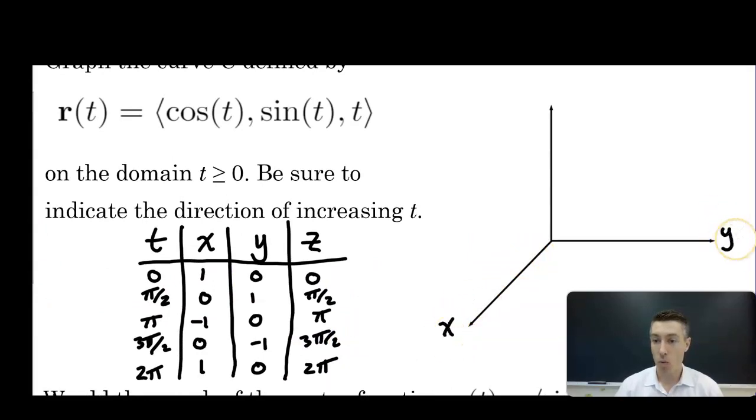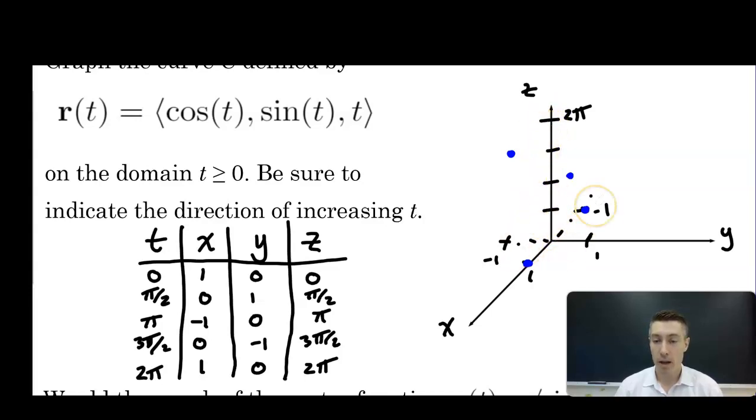So we have x, y, z axes. So 1, 1. We need to go negative 1, so I'll extend both axes. And I'll break the z axis down: pi over 2, pi, 3 pi over 2, and 2 pi. Okay, so we plot our points. So 1, 0, 0. 0, 1, pi over 2. Negative 1, 0, pi will be back there. 0, negative 1, 3 pi over 2 will be up here. And then 1, 0, 2 pi.